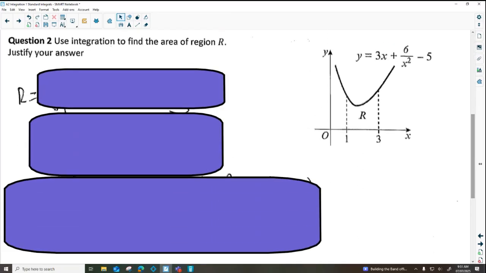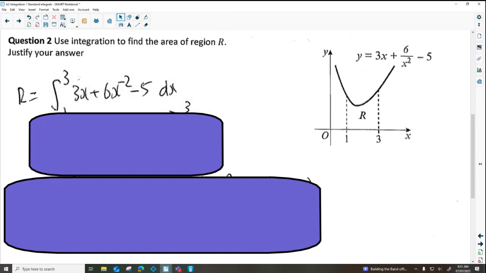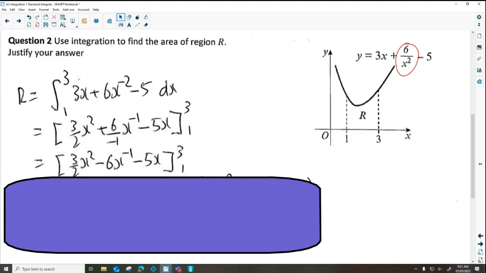Okay, so here is my model solution to this. R is given by the integral of 3x plus 6 over x squared minus 5. Now 6 over x squared will need to be rewritten into a form where you can integrate it. It's 6 lots of 1 over x squared, so it's 6x to the power of minus 2. Then to integrate that, we increase the power by 1. So 3x becomes 3 over 2 x squared. 6x to the minus 2 becomes 6 over minus 1, x to the minus 1. And a constant will always integrate to give the constant times x. Now, because this is a definite integral, you do not need to put a plus c.